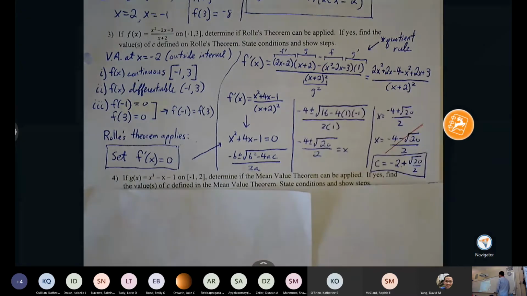So if we go through quadratic formula, we get 2 solutions. If you plug in the calculator, one value is safely between -1 and 3. The other value is further left than -1, so it doesn't fall inside the interval. So there's only one c value.